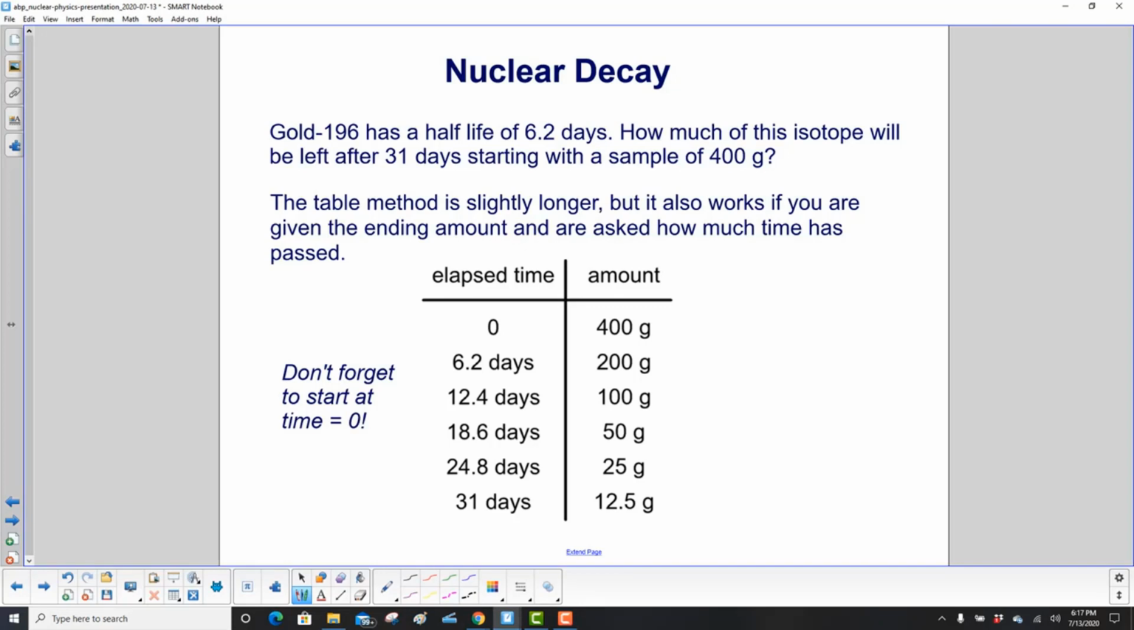This table method is slightly longer than the one we're going to do next, but it also works if you are given the ending amount and you want to know how much time has passed. In that case, you just go back the other way.